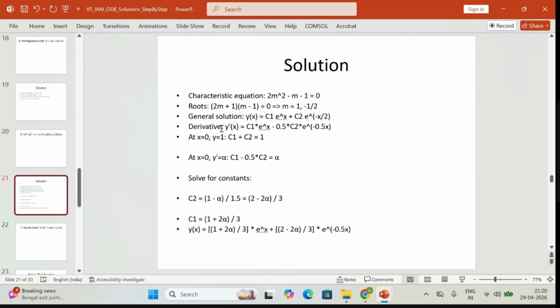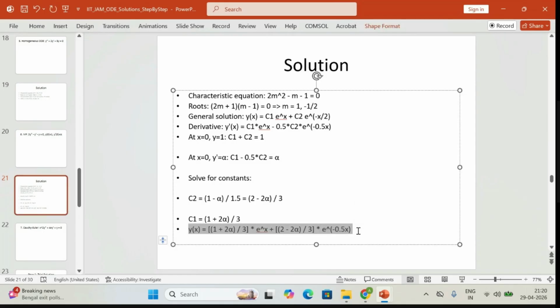The derivative y prime of x is c1 e to the power x minus 0.5 c2 e to the power minus 0.5 x. At x equals 0, y equals 1, so c1 plus c2 equals 1. At x equals 0, y prime equals alpha, so c1 minus half c2 equals alpha. Then we solve for the constants c1 and c2 in terms of alpha, and finally you get y of x like this. I will copy it and paste it in the chat.